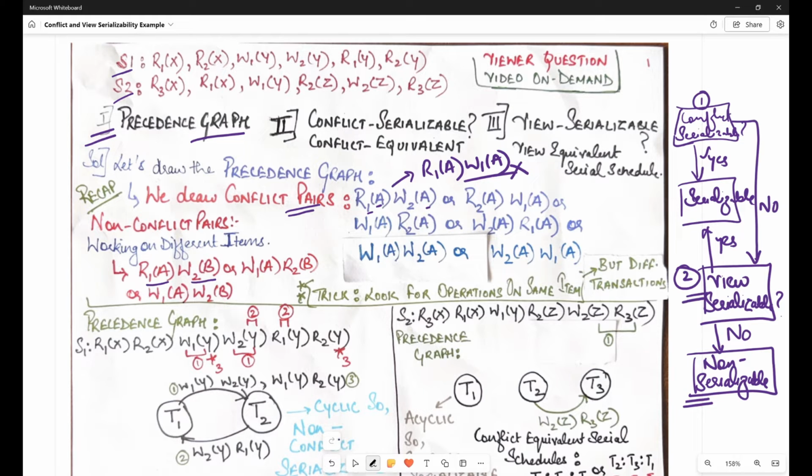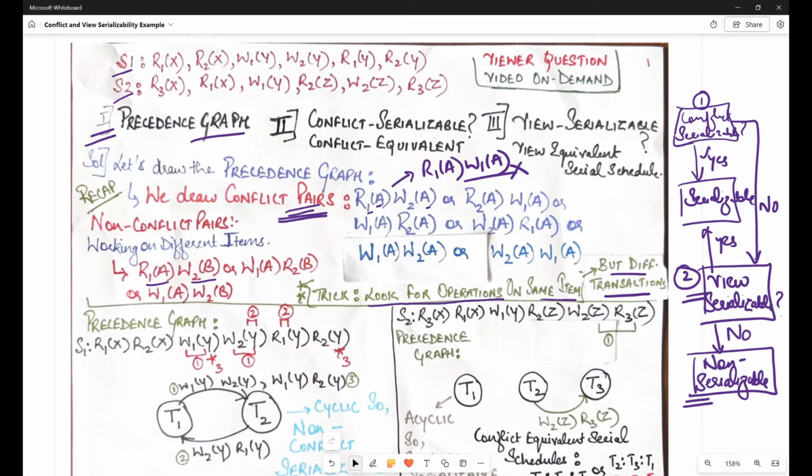We do not need to take care that this should happen in this particular order only. Even if we change the order of such pairs, it is fine, whereas for conflict pairs, we need to make sure that the order is never changed. So the trick to identify the conflict pairs is to look for operations on the same item, but with different transactions.